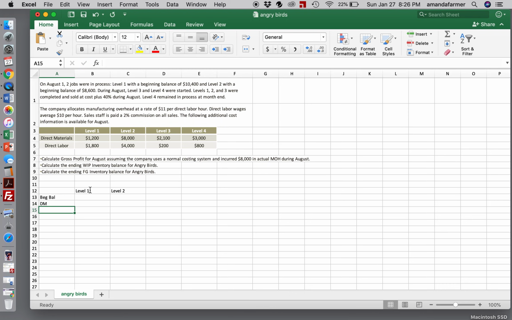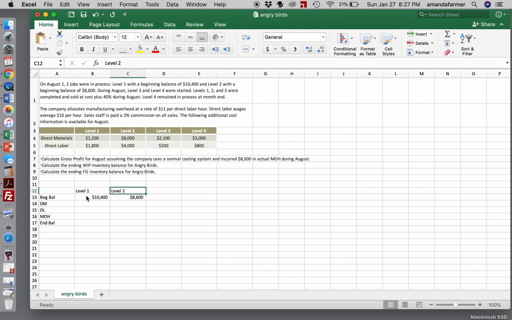Now, during the current period, we're going to add DM, DL, and MOH, and then that's going to give us an ending balance. So, getting stuff set up here, I'm going to start filling in information. It says Level 1 had a beginning balance of $10,400, and then Level 2 had a beginning balance of $8,600.